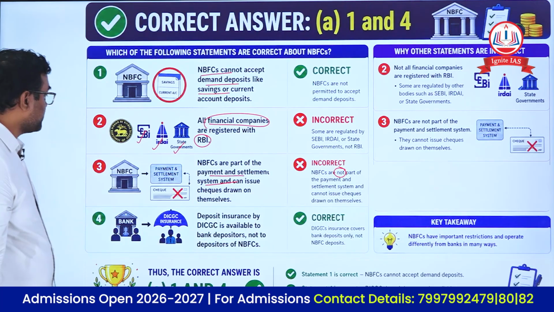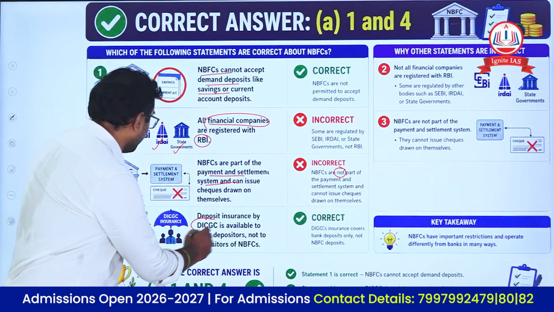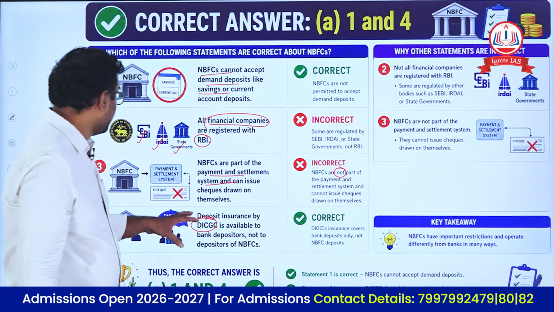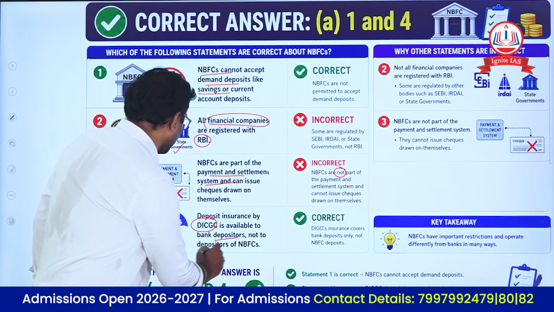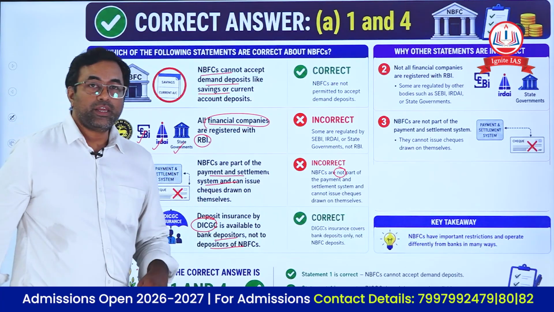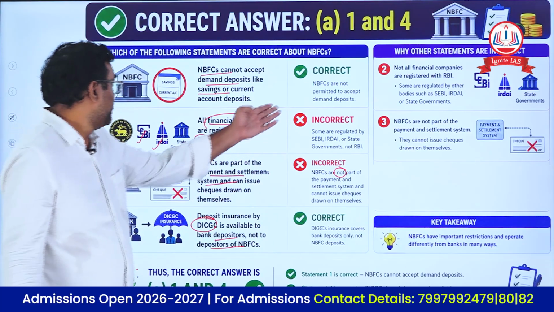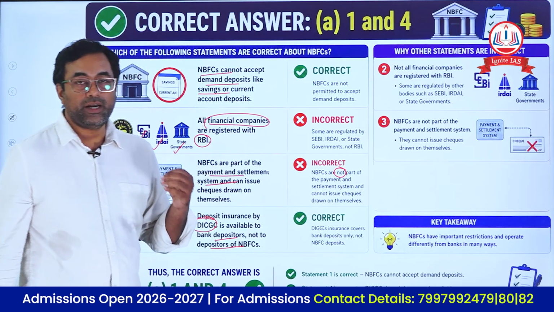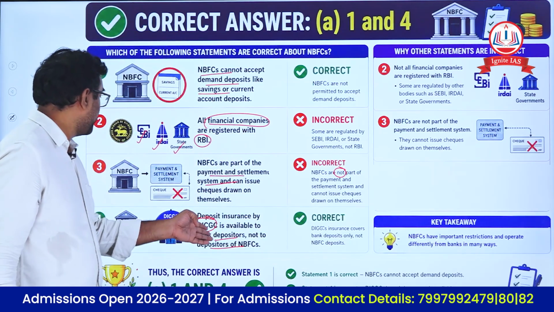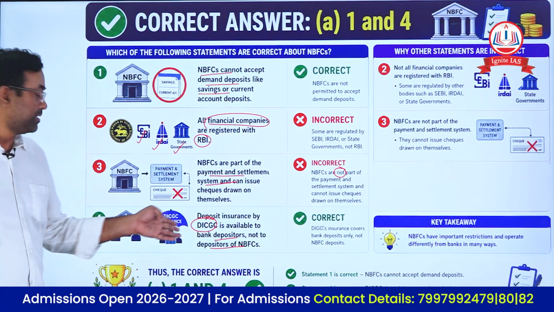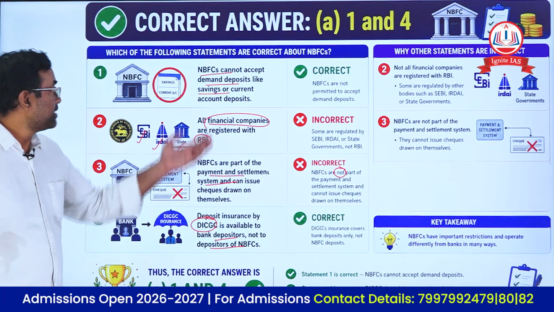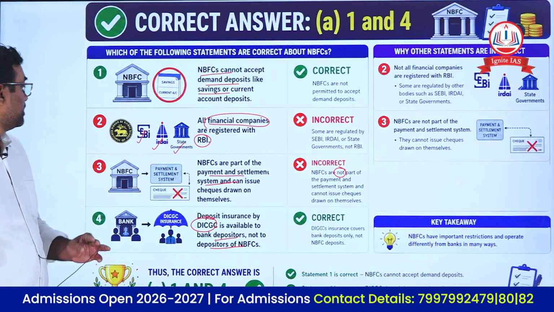And the fourth statement, if you see, says deposit insurance by DICGC is available to bank deposits, not to the NBFCs. So this is correct. Because for the insurance of deposits, they don't accept demand deposits, and at the same time, whatever deposits they have, they don't have any kind of insurance availability under DICGC. That is one of the basic features of NBFC. So that is the reason statements 1 and 4 are correct.